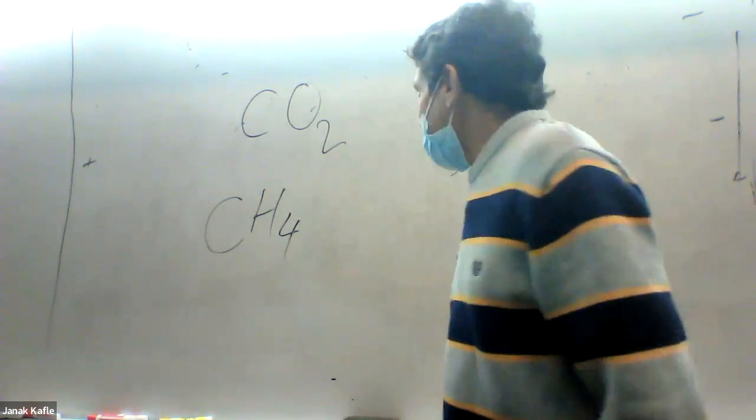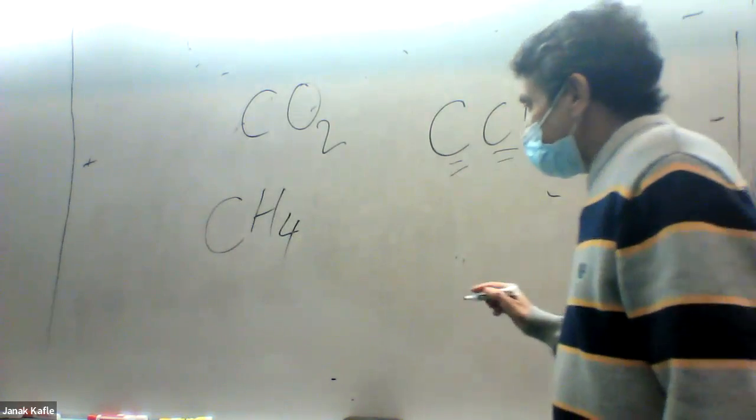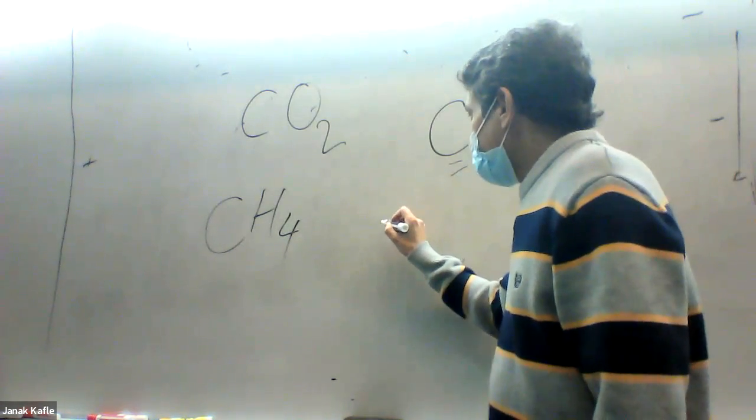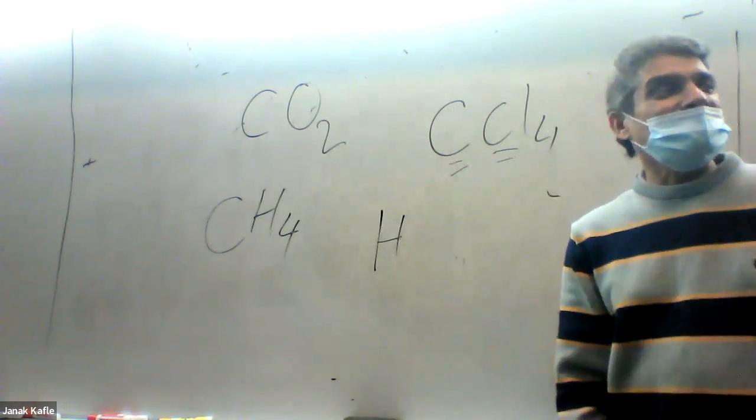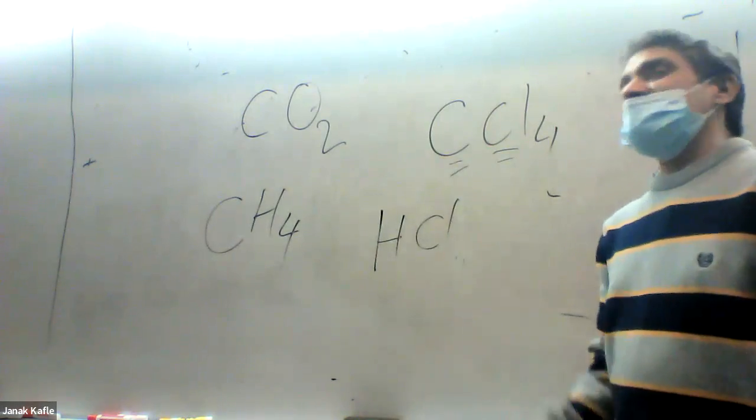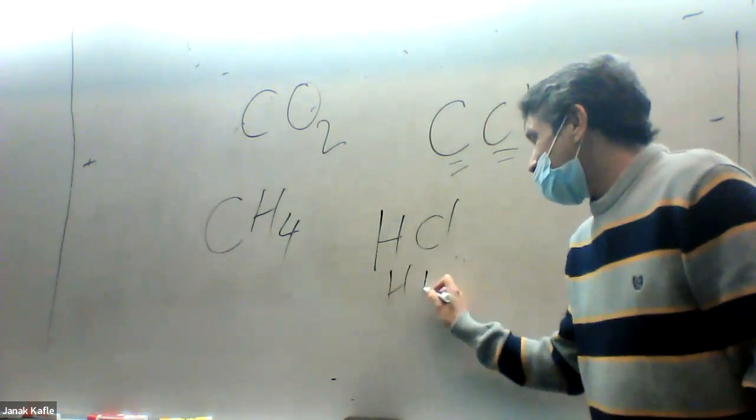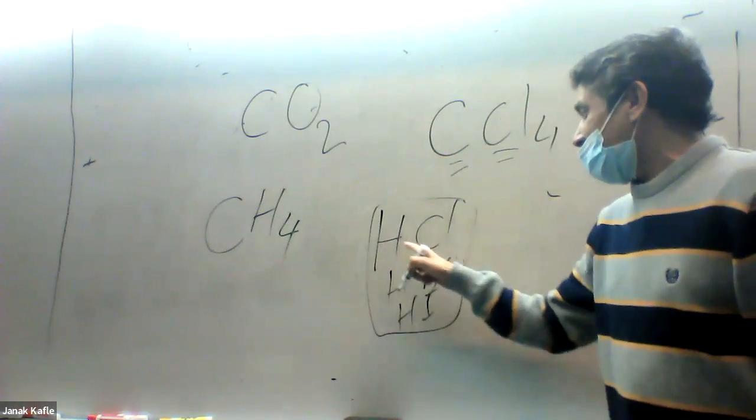So let's look at another one. But if you have H, H is a non-metal, right? If you look there, H is non-metal. But if it is with a Cl, it becomes an electrolyte. HCl, HBr, HI. So these are electrolytes, although these are non-metals.